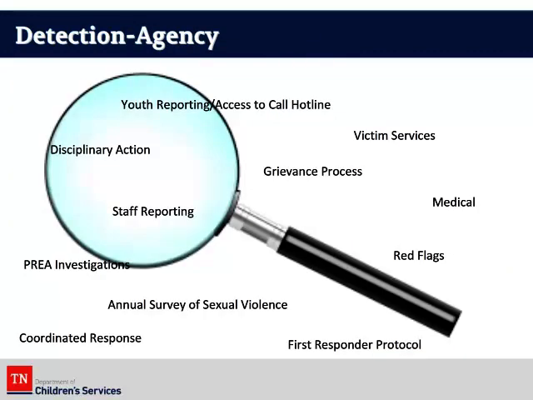As an agency, the department has implemented many detection strategies. Some of those include youth reporting, access to the hotline, disciplinary action, staff reporting, PREA investigations, annual survey of sexual violence, coordinated response, first responder protocol, red flags, medical services, the grievance process, and victim services.